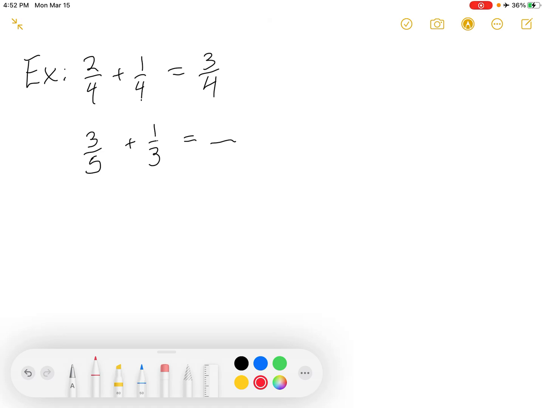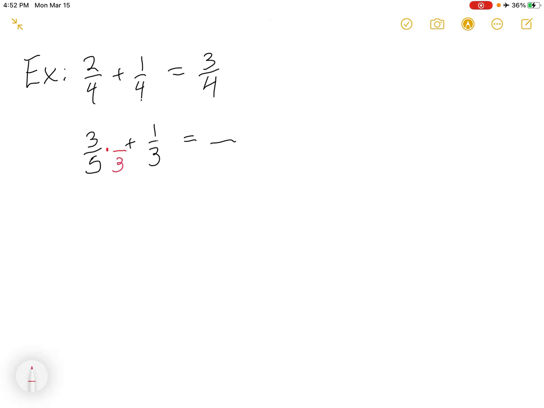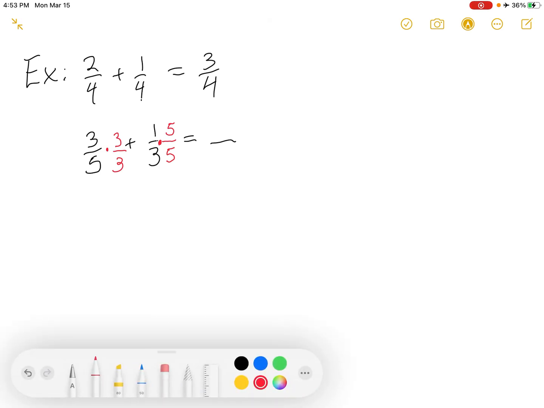Now, how do I do that? Well, to get 15 in this denominator, I need to multiply it by 3. But I can't multiply the denominator by 3 without multiplying the numerator by 3, because then I'm changing the value of the fraction. If I multiply it by 3/3, all I'm doing is multiplying that thing by 1. Now for this one, 1/3, the factor that's missing in the denominator is 5. So I need to multiply that by 5 in the denominator. But if I multiply that by 5 in the denominator without multiplying it by 5 in the numerator as well, then I also change the value of the fraction. So I have to multiply it by 5/5.